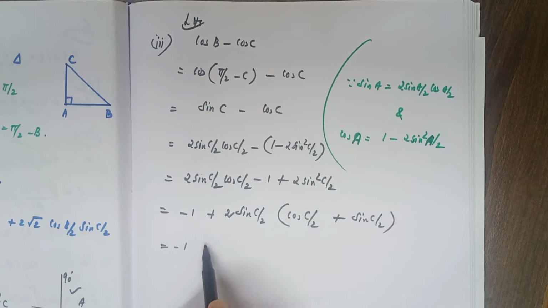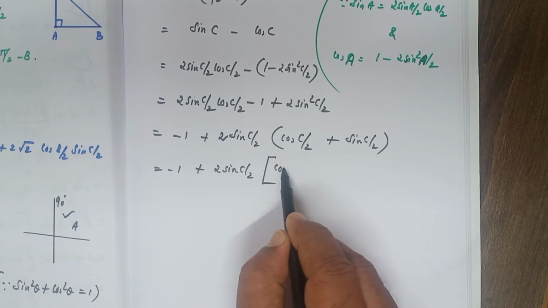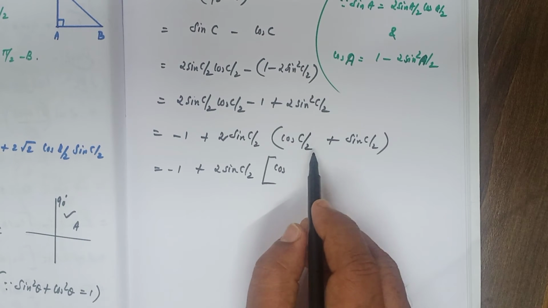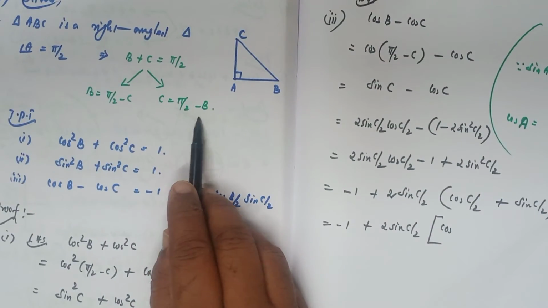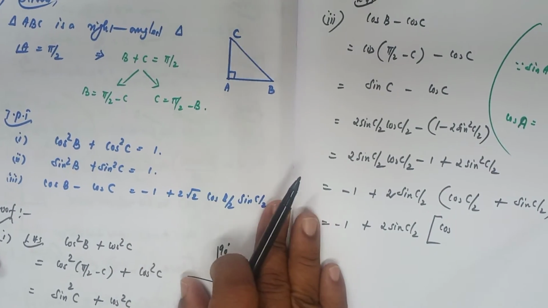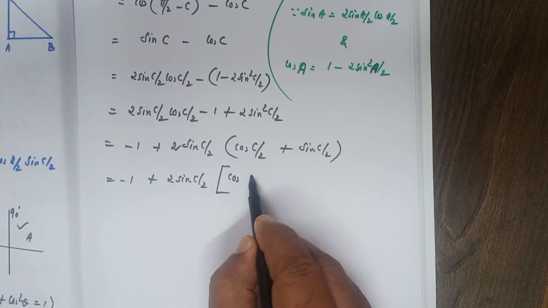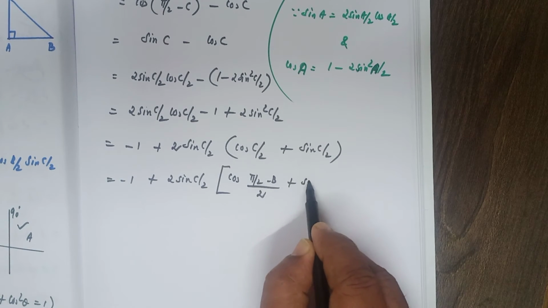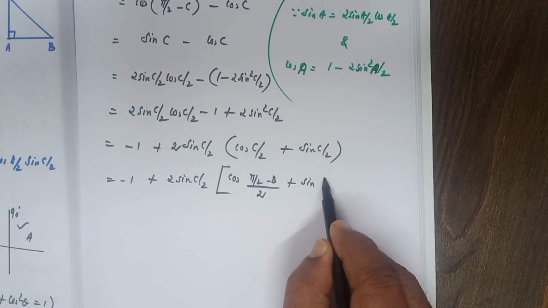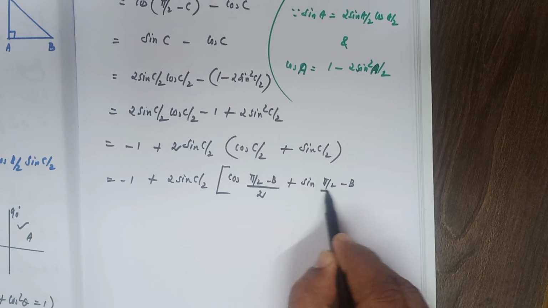That is equal to minus 1 plus 2 sin c by 2 into cos of c by 2. That is equal to, c can be written as c is equal to pi by 2 minus b, divided by 2. Here also c can be replaced by pi by 2 minus b divided by 2.